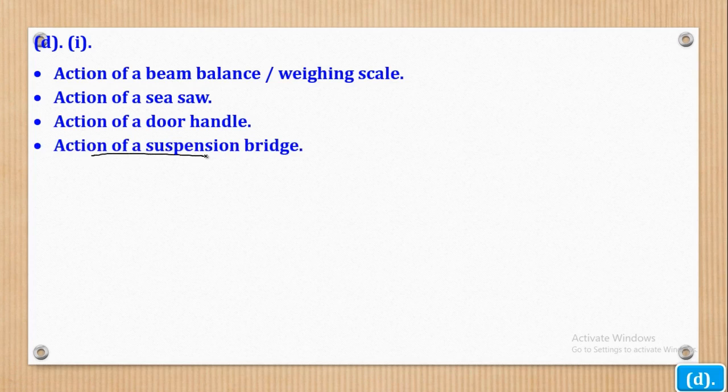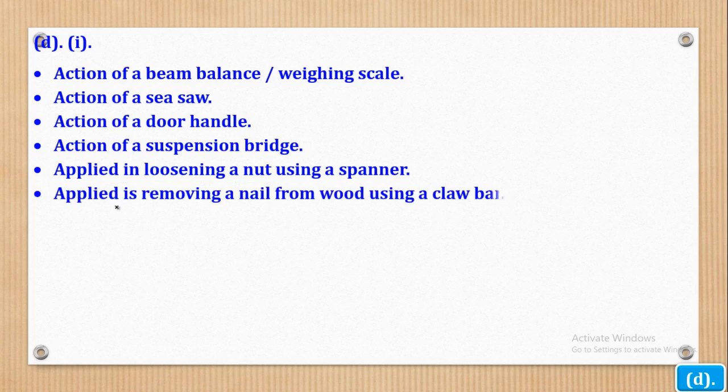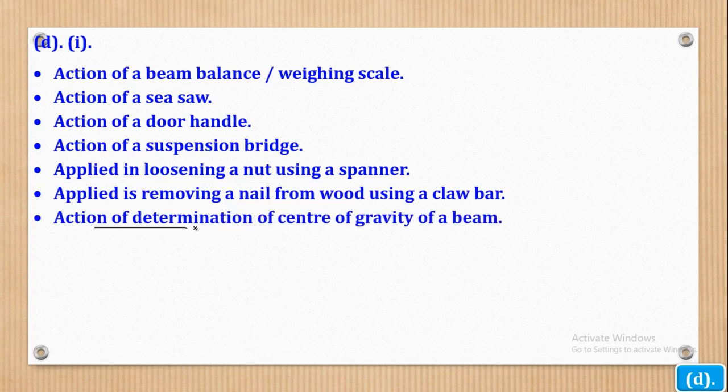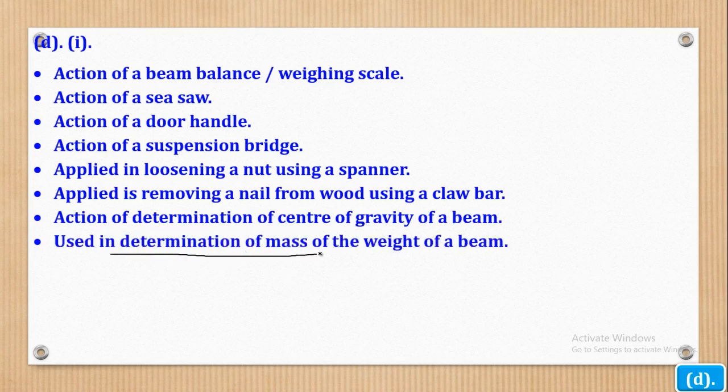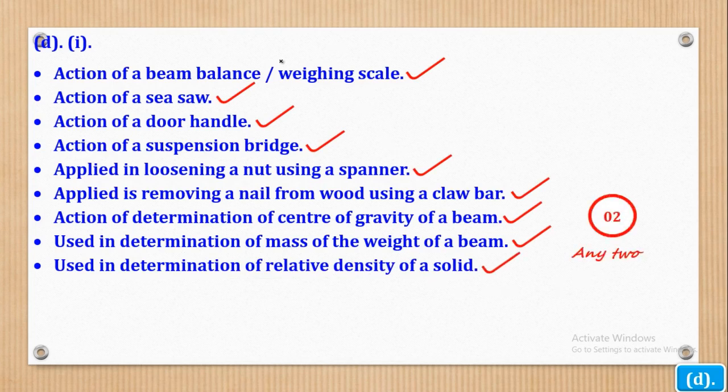4, action of a suspension bridge. 5, applied in loosening a nut using a spanner. Then also applied in removing a nail from wood using a crowbar. Then next is determination of center of gravity of a beam. Then used in determination of mass or weight of a beam. Used in determination of relative density of a solid. So any 2 of these ones, you get yourself the 2 marks.